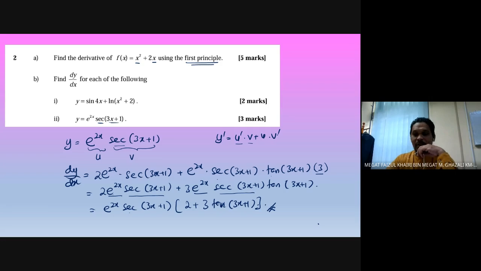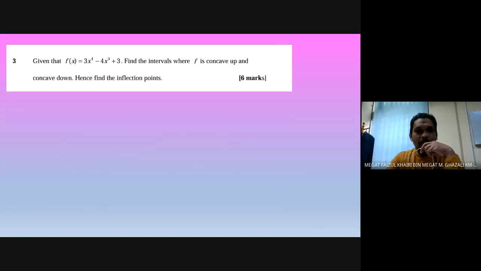Okay, so question number 2. Question number 3, given that f(x) equal to 3x power 4 minus 4x cubed plus 3, find intervals where f is concave upward and concave downward, hence find the inflection point.